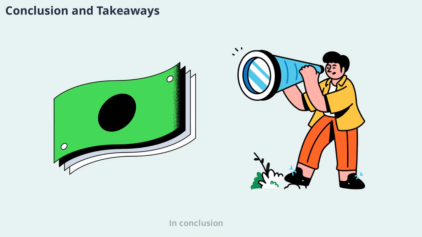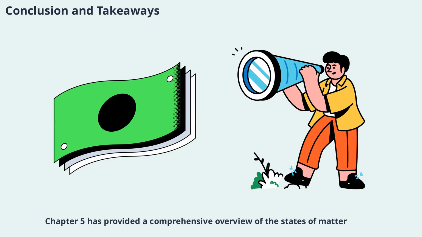In conclusion, Chapter 5 has provided a comprehensive overview of the states of matter, gas laws, and their significance. These concepts form the foundation for understanding chemistry and physics. By mastering them, you're equipped to tackle more advanced topics and apply scientific principles in real-world situations.